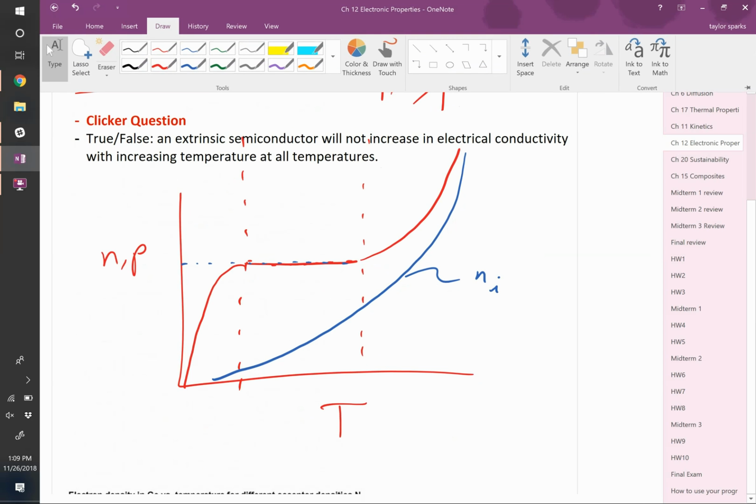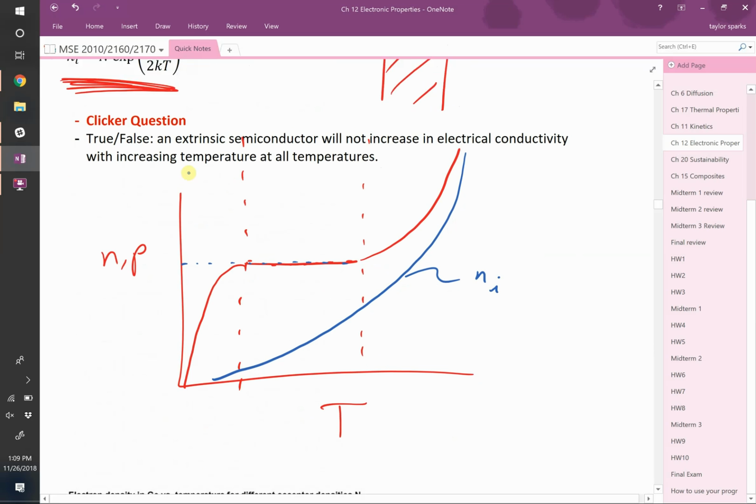So the lowest region, we call that freeze out. We freeze out all of our carriers if you go to too low of a temperature. Then you've got your extrinsic region, where the conductivity is dominated by however you doped it extrinsically. And then over here you've got your intrinsic region, where even if it is doped, you don't care, it gets dominated by your intrinsic contributions at high enough temperatures. Any questions on this?